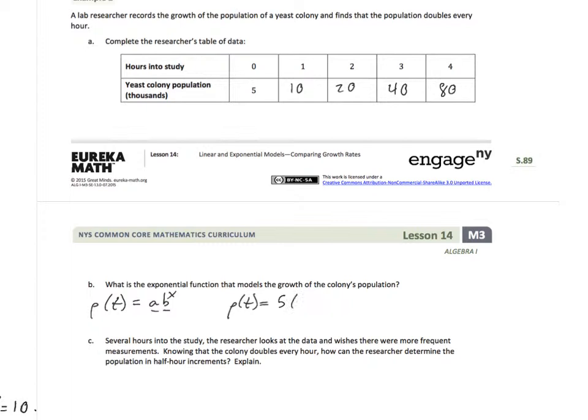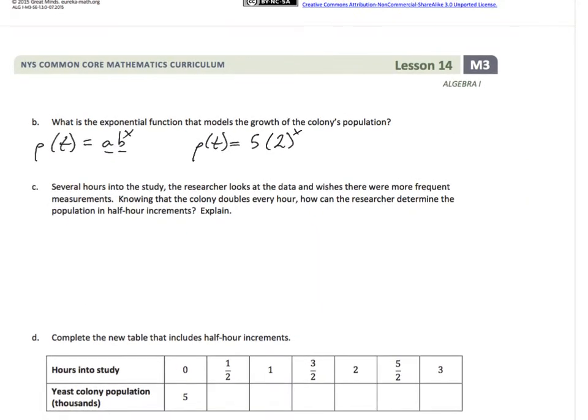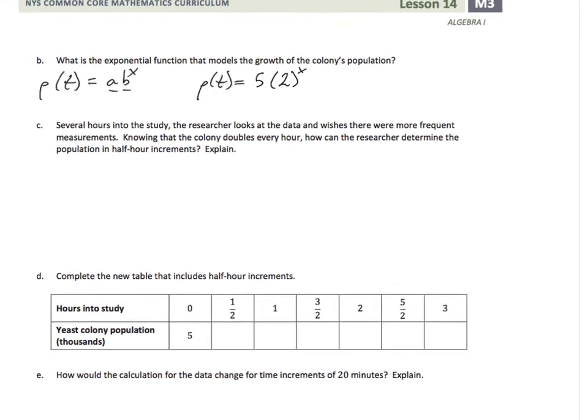So that will be equal to 5 times, and my B is always going to be the rate of growth or the rate of decay for an exponential function. So we see that it says doubling every hour. So that is the rate. It is doubling, so that would be a 2. And of course, we're just going to write 2 to the x. Oh, that's actually the entire answer. That's it. So now let's go ahead and move on.